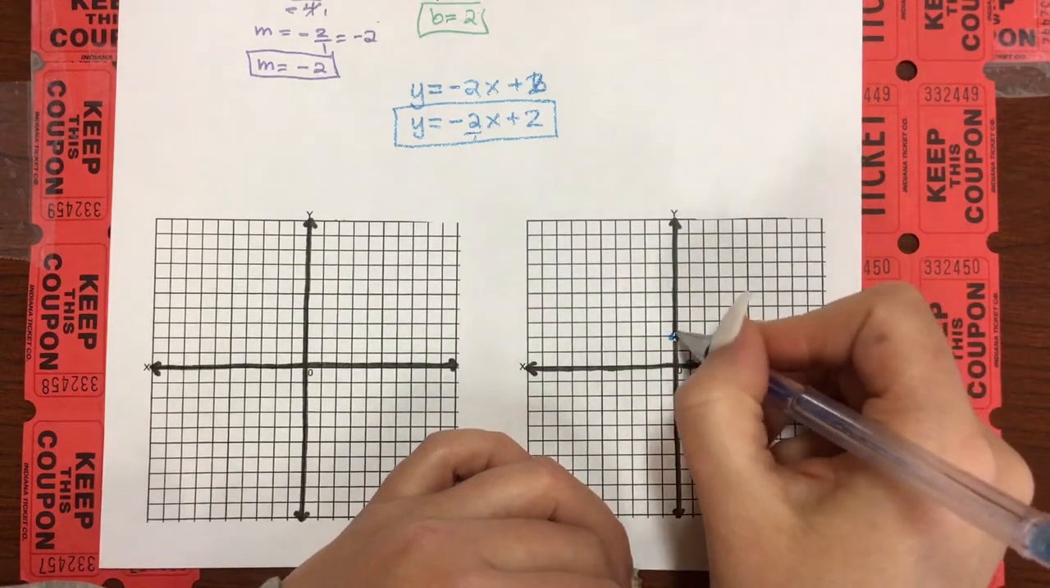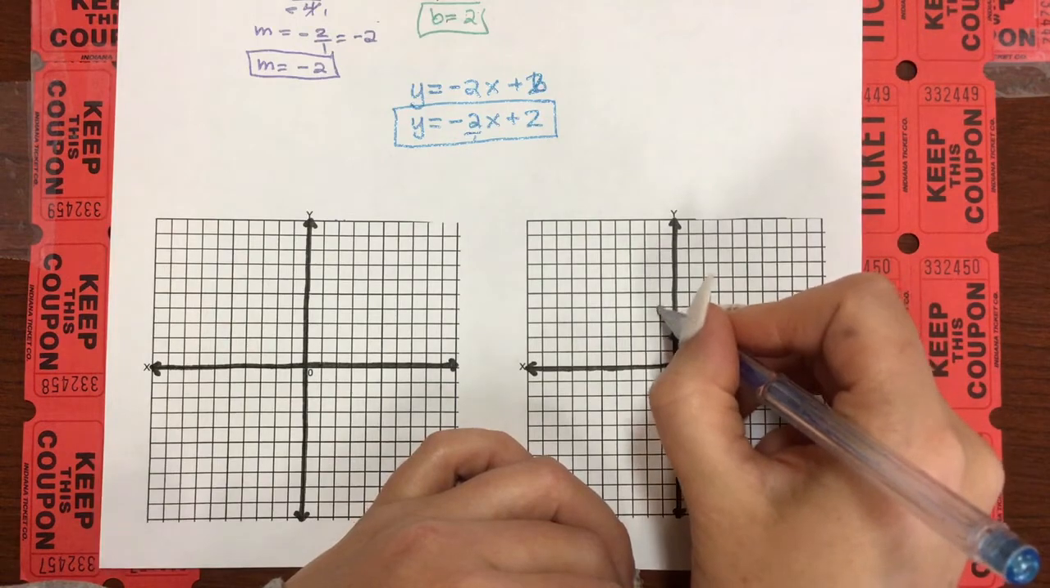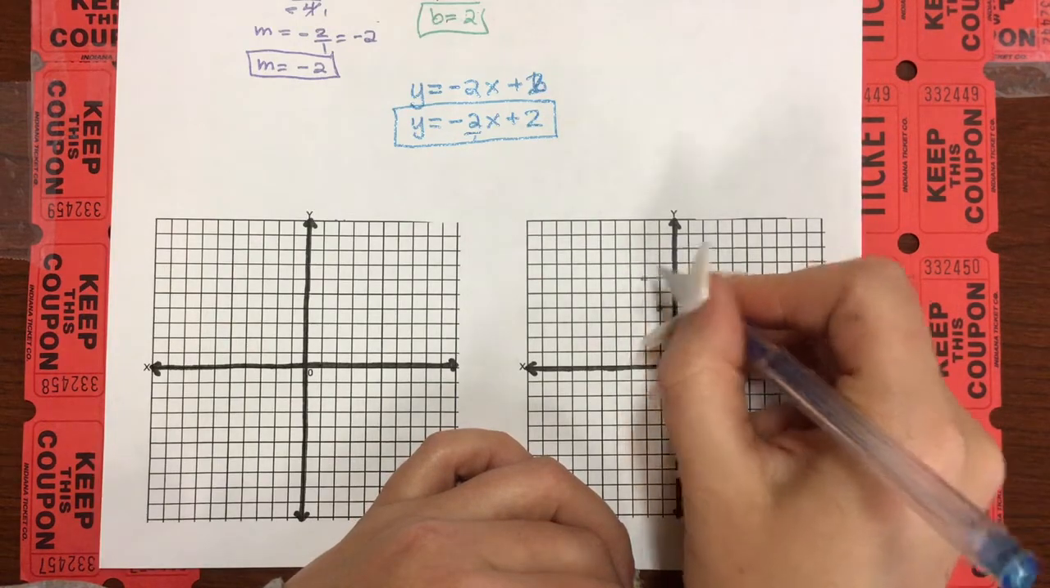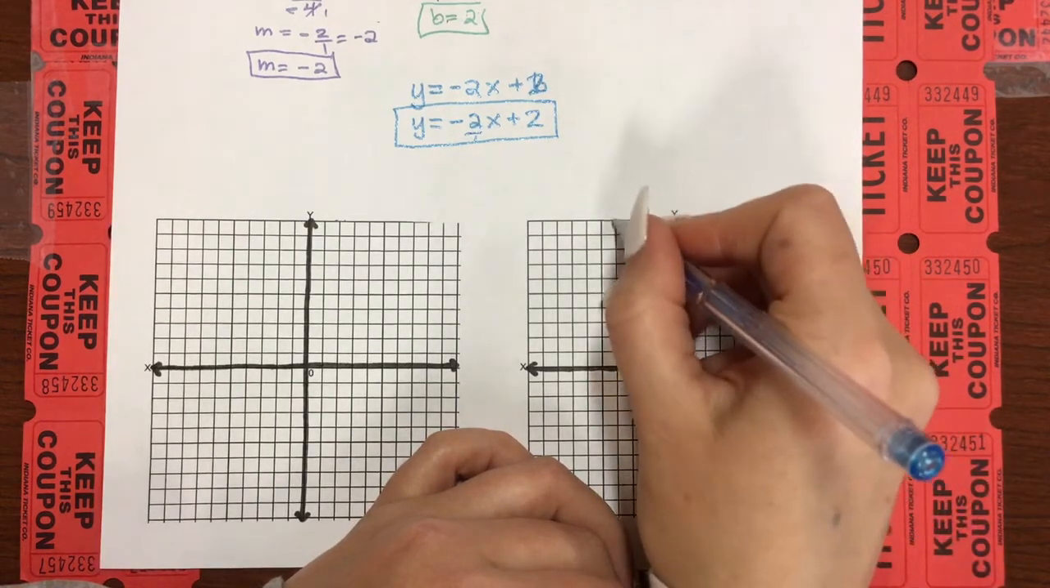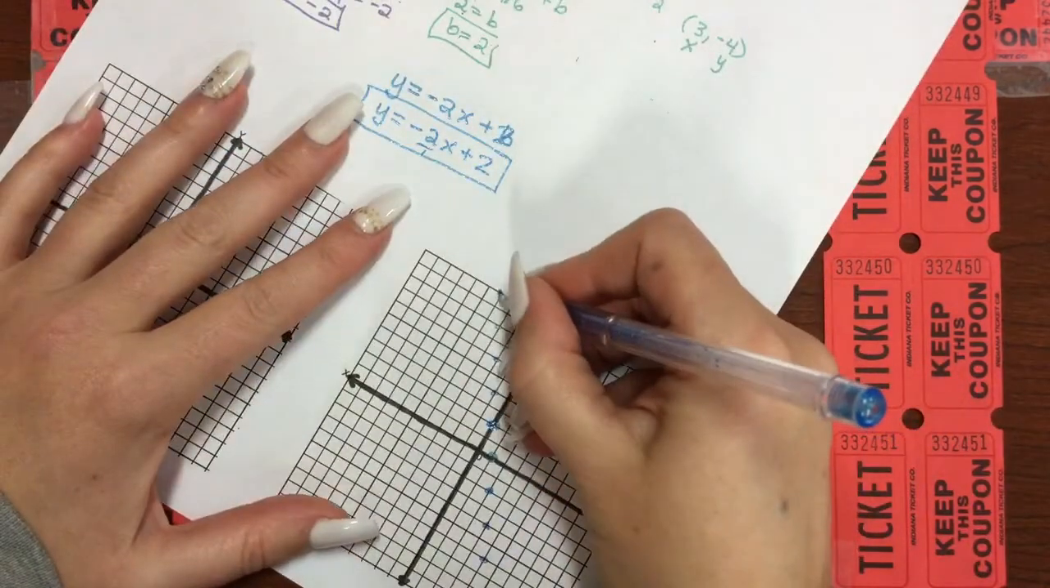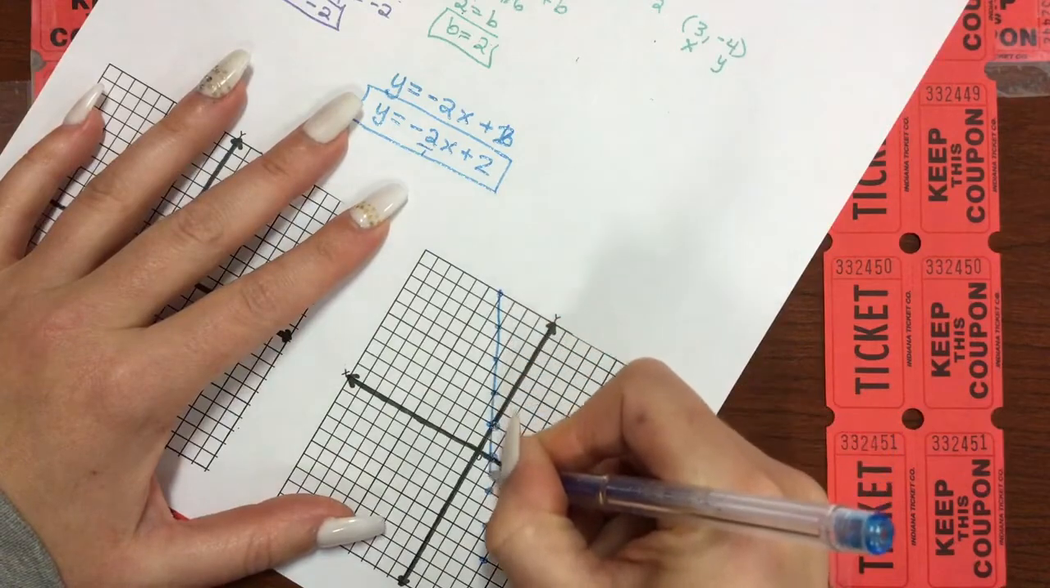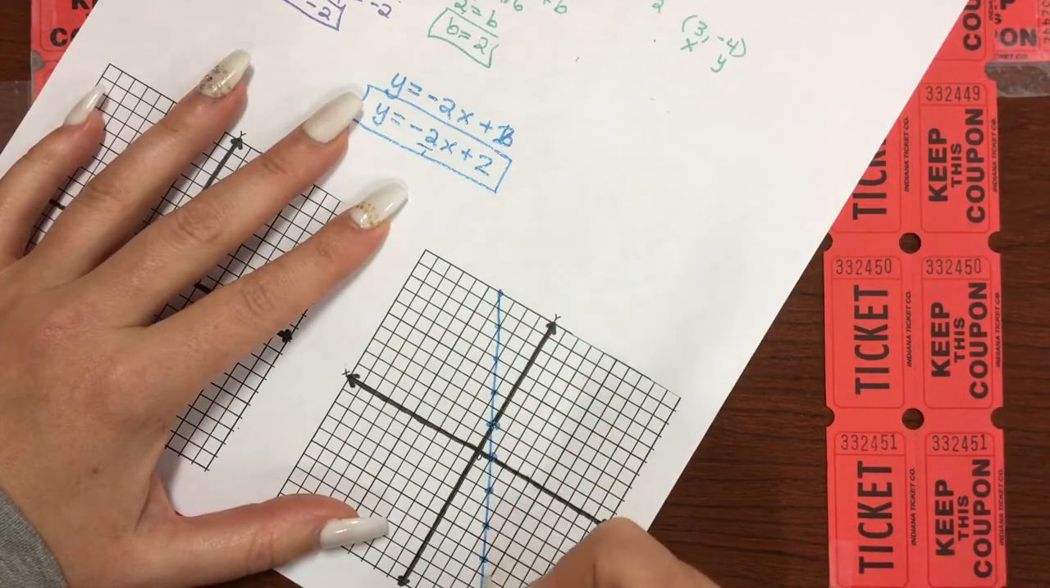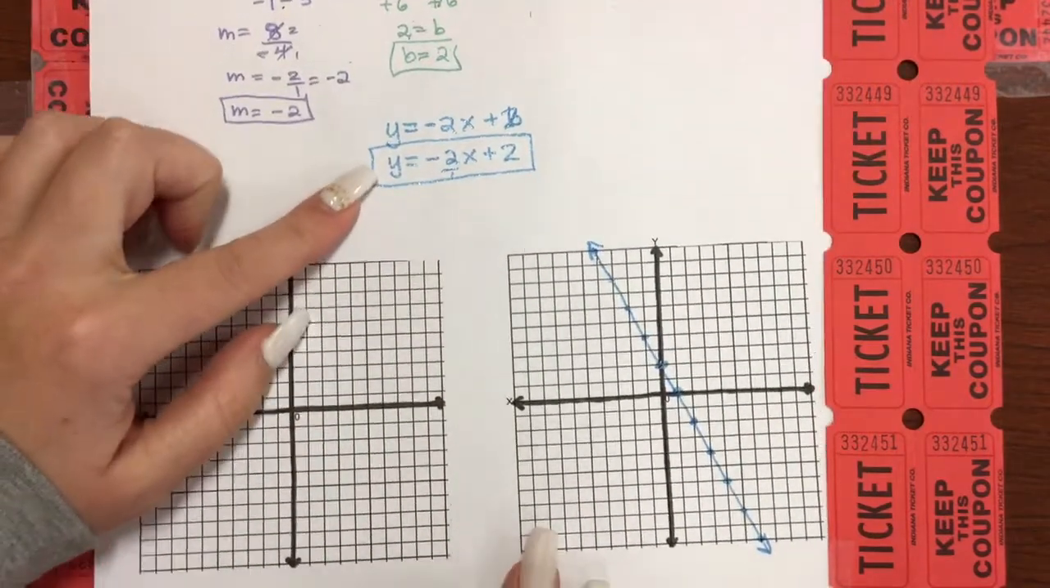Or I can do the opposite: up 2 over 1 this way, 2 in the opposite direction. And I have my line. That is the picture of this graph.